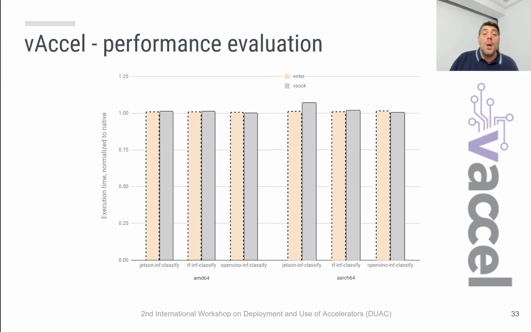The only outlier is the vsock option for the Jetson Inference classify on the ARM case, which does not exceed 10%, but everything else does not exceed 5%. So we can safely say that we can run image classification from a VM or running on an x86 host or an ARM host using VAccel with less than 5% overhead.